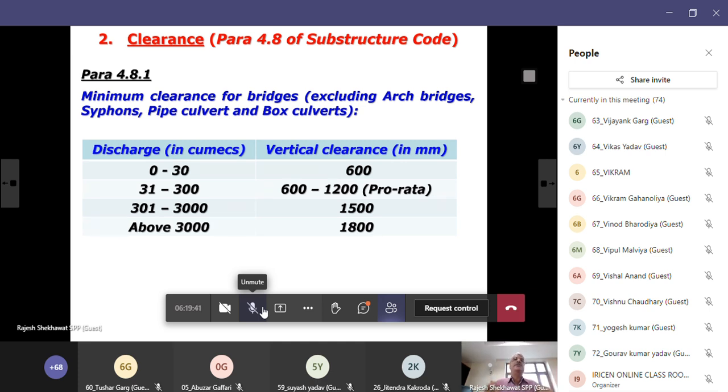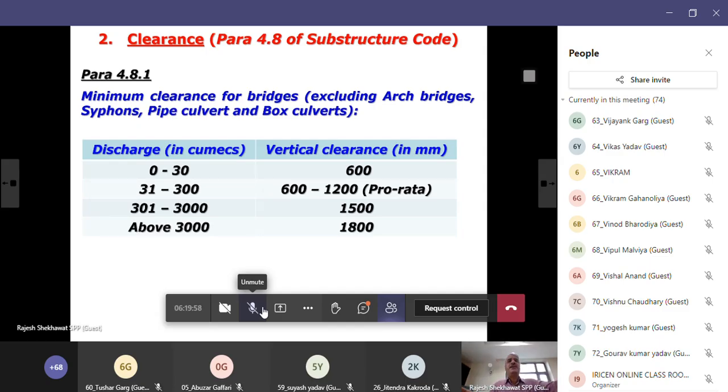Another will be the observed HFL, which you can check from the site records. Whichever is higher will be your actual HFL. Understood? Clear? Yes, HFL, sir. And once you have HFL, now clearance comes up.